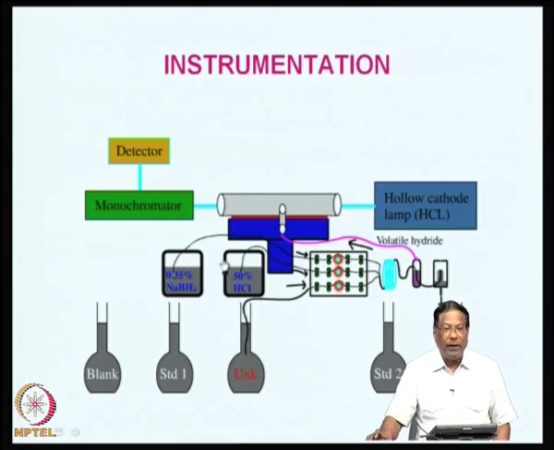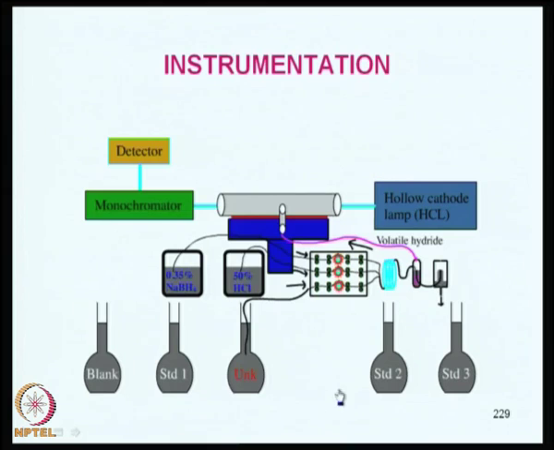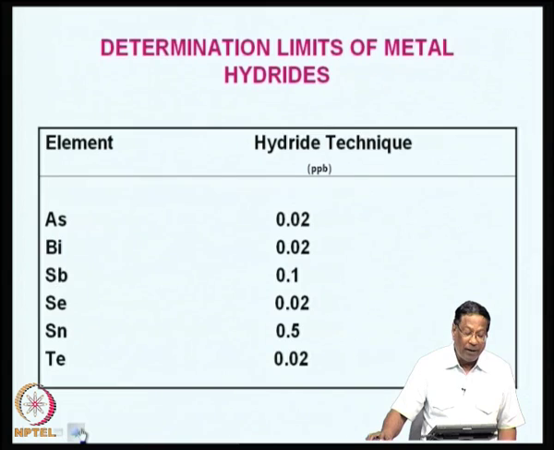So, this is a very simple arrangement, which is employed in most of the analytical instruments with some modifications, but the basic structure remains the same. You take standard 1, standard 2, find out the peak area and then determine the unknown in the same way, and analysis can be completed.